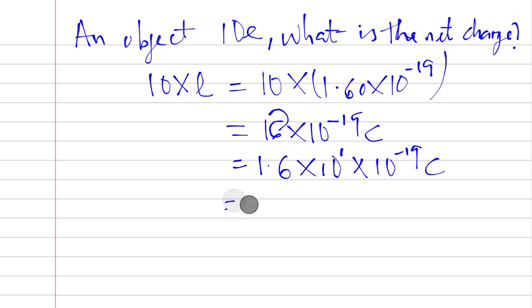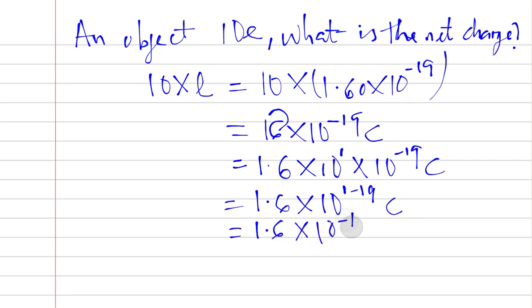coulombs. So that will now become what? 1.6 times 10 raised to the power what? 1 minus 19, you know, indices. So that now gives us 1.6 times 10 raised to power minus 18 coulombs. So that means 10 electrons is equal to 1.6 times 10 raised to power minus 18 coulombs. Are you seeing that now? So that is how you do that.